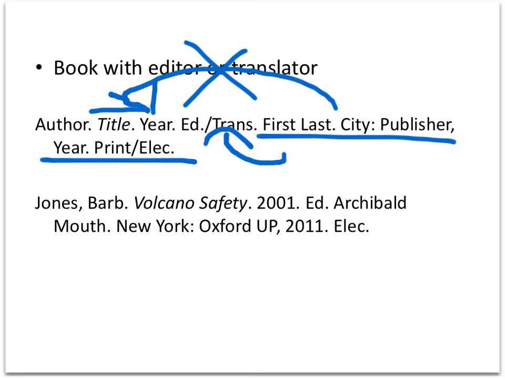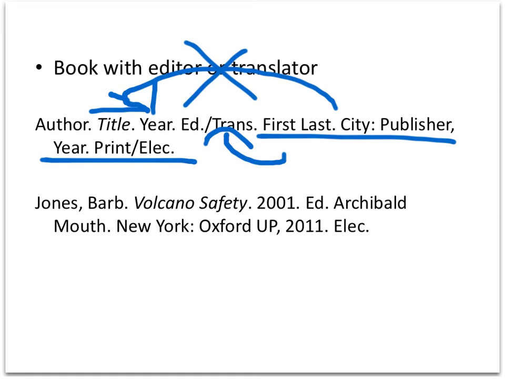So, following our standard format, let's take a look at how this actually works out. So, we need the original author. So we have that here, Barb Jones. So we need the title of the original work, so we have that there. We need the year the original work was published, so we have that there. We need an editor or translator. Well, Volcano Safety was edited by Archibald Mouth. So there we have that there.